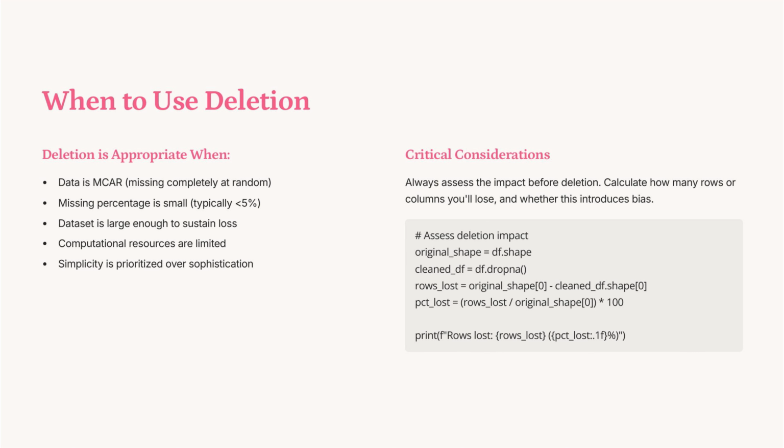Deletion is suitable when data is missing completely at random, the missing percentage is under 5%, and the dataset is large. It's ideal when computational resources are limited or simplicity is preferred. Always assess the impact by calculating rows lost and potential bias introduced before proceeding with deletion.